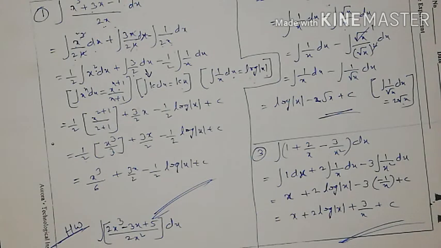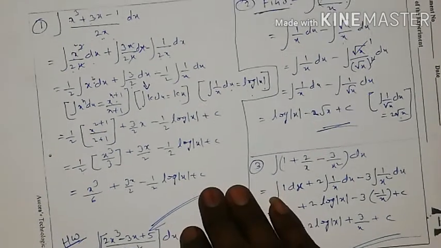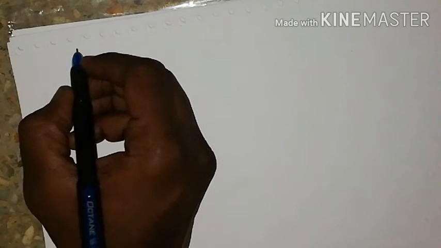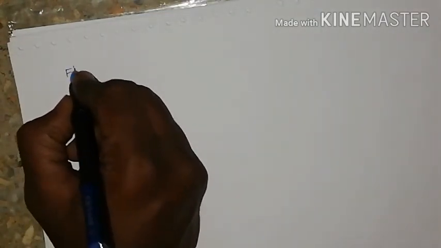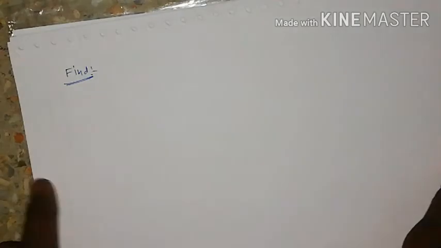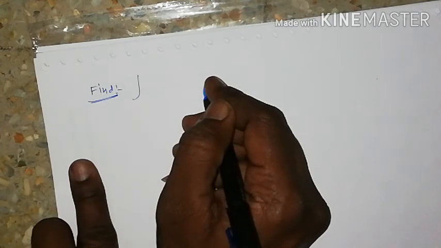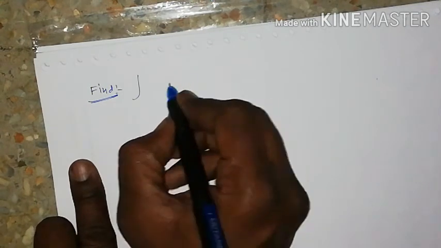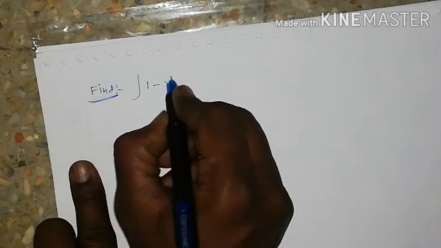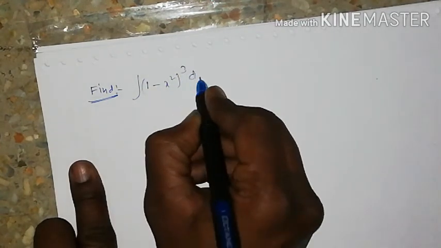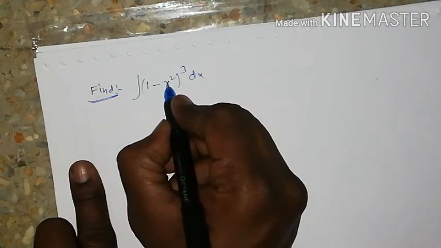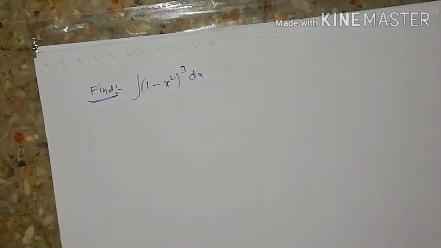Good. Right? So these are some more problems. Now we do one more problem. This is the last one for this class. Find the integration of 1 minus x square whole cube into dx. Integration of 1 minus x square whole cube into dx.